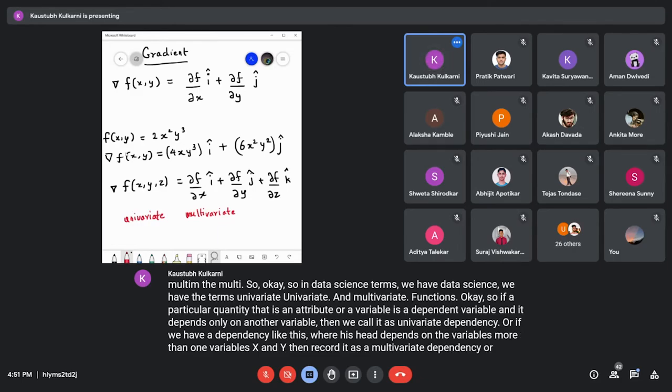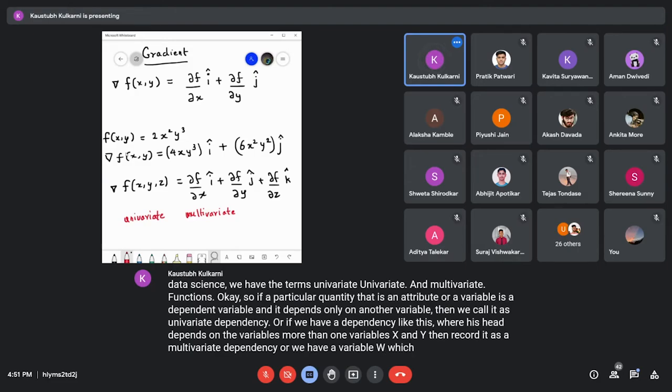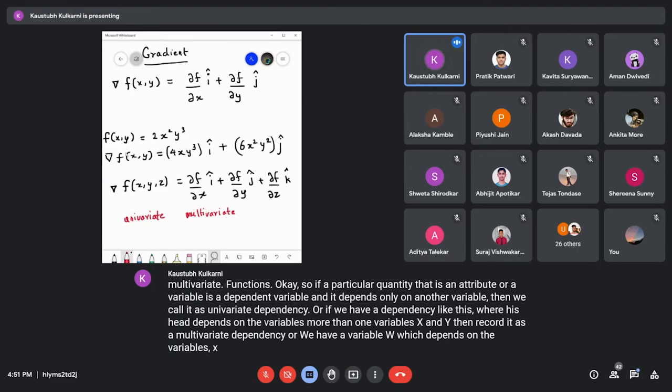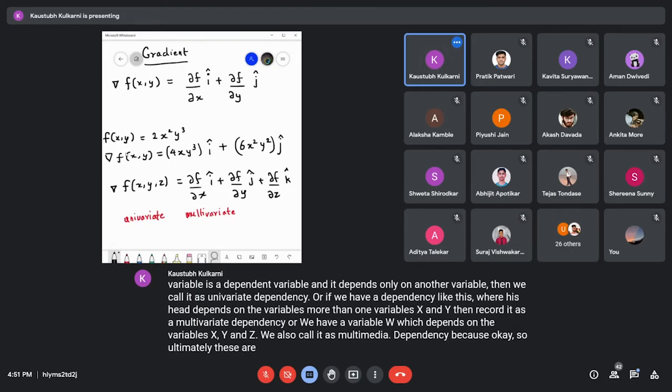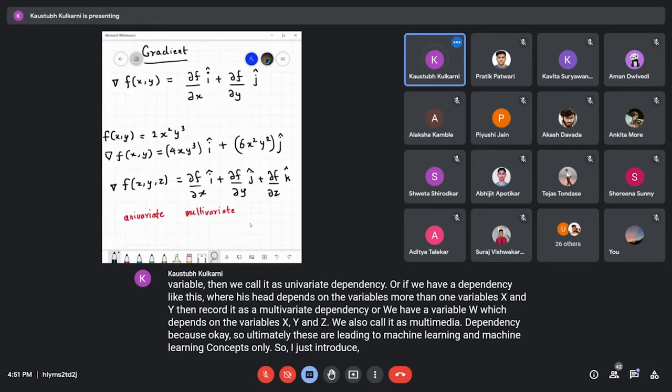Or we have a variable w which depends on the variables x, y, and z. We also call it multivariate dependency. Because ultimately we are leading to machine learning and machine learning concepts only. So I just introduced these terms. Okay.